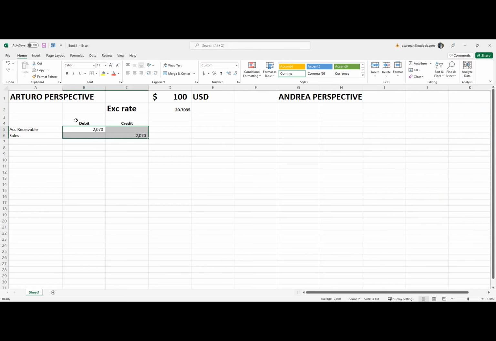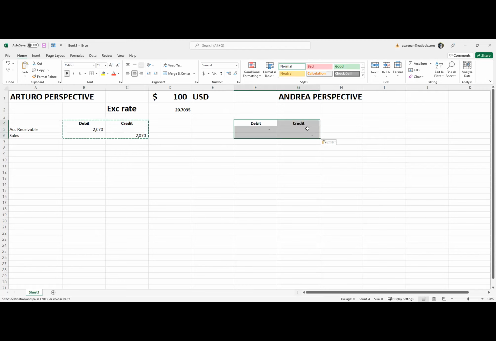So in here we have an account receivable. What did Andrea register? Tell me, guys, what did Andrea register? Anybody? That's still not the payment, right? This is just the sales process. What did Andrea register?